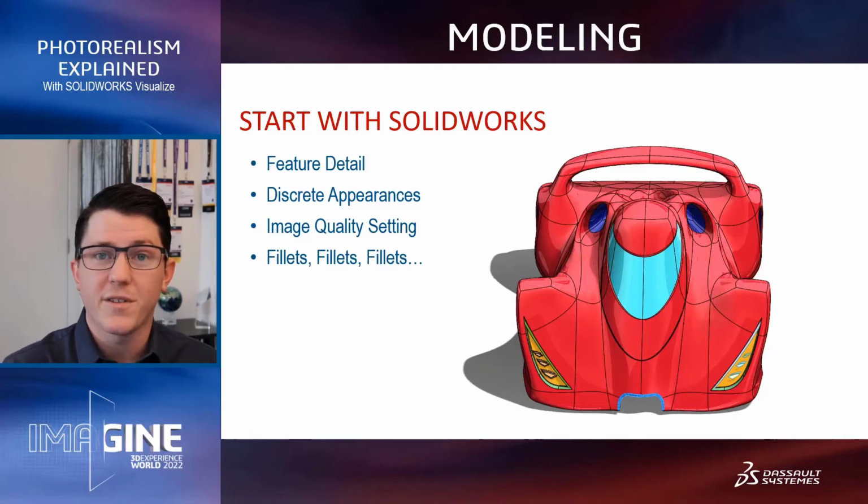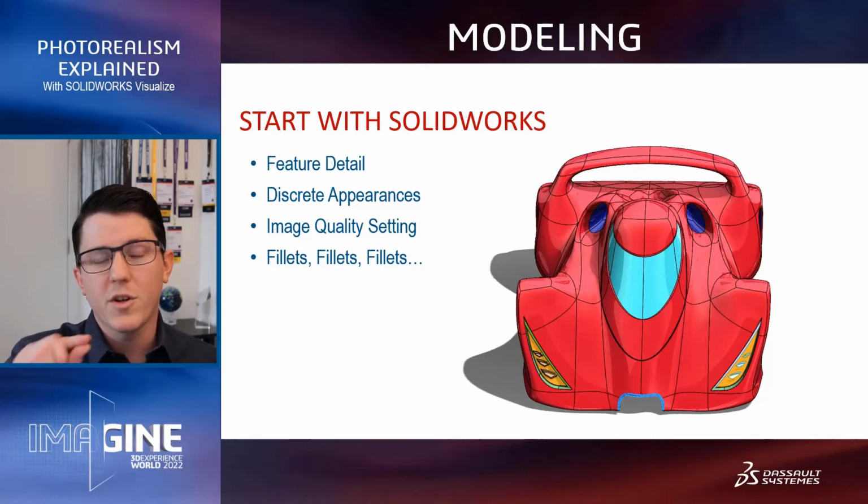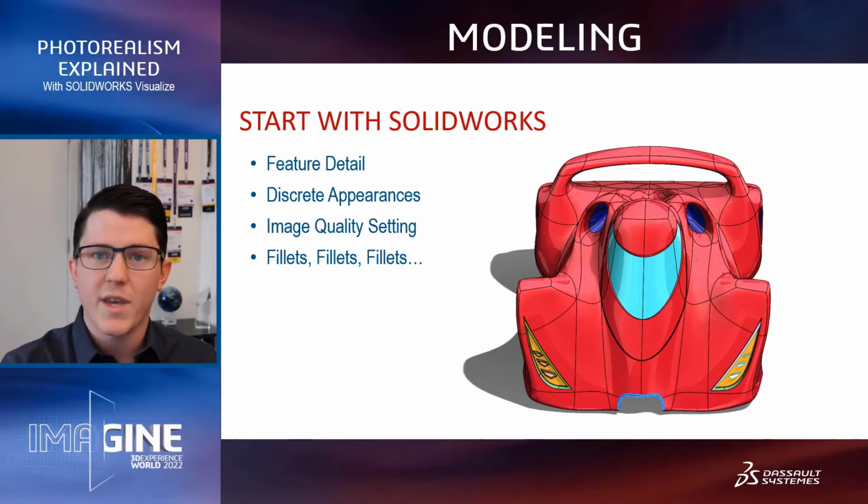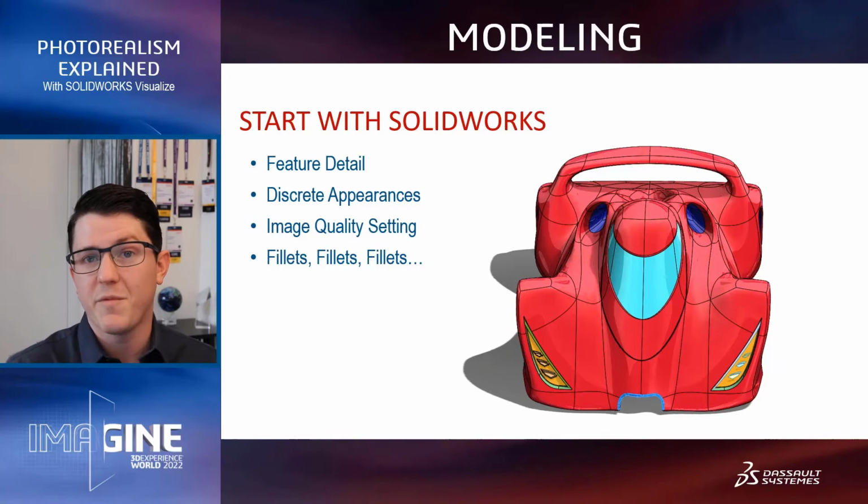Fillets, fillets, fillets. Now it doesn't have to be a fillet feature as we're going to see in Visualize, but rounds is what I'm talking about. Sharp edges do not exist in the real world. At least the way that we view them, there's always a little bit of a round, and those rounds catch the light in a realistic manner. If you have perfect sharp edges that come from your CAD, it's not going to look that real.